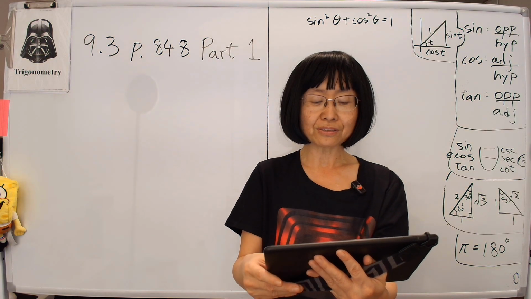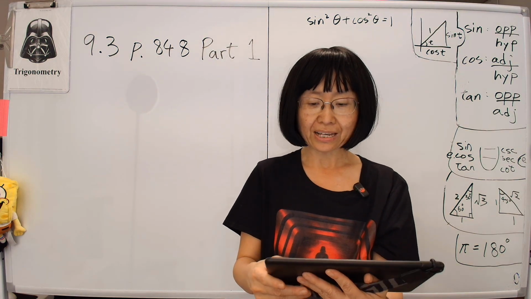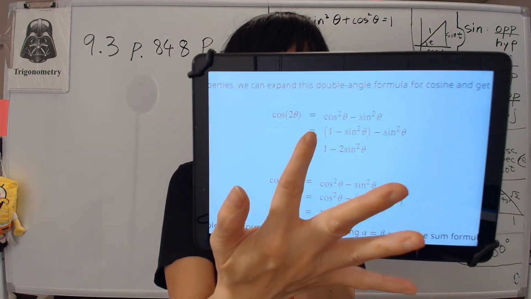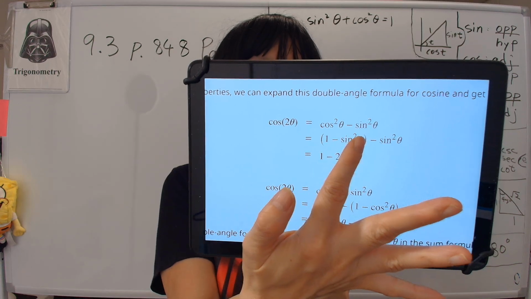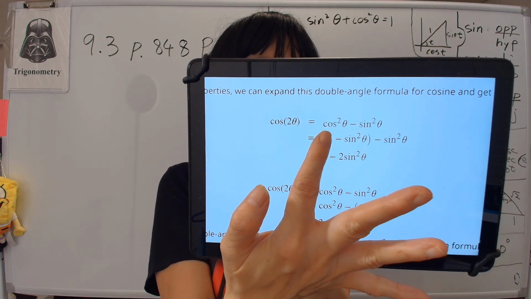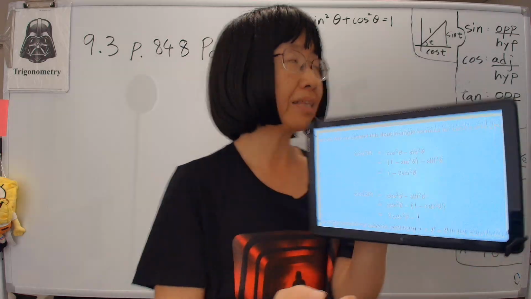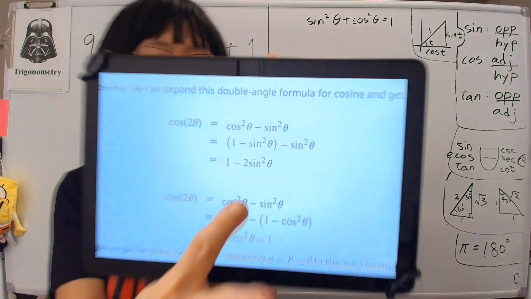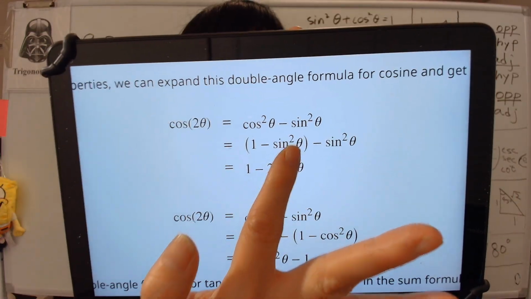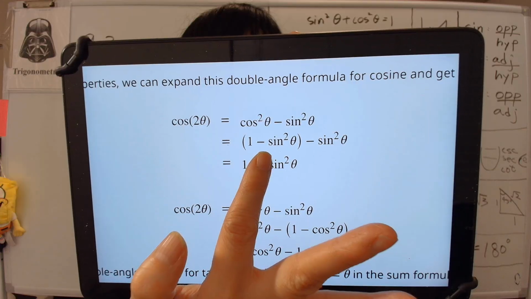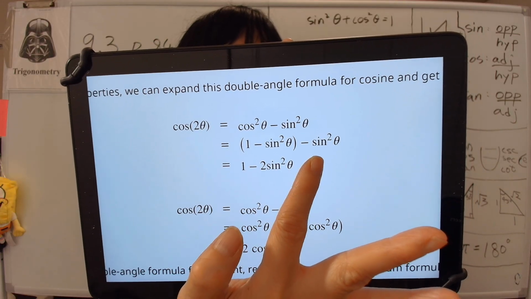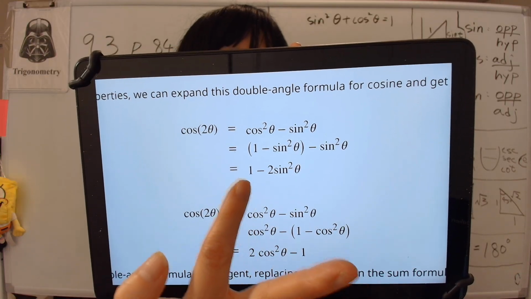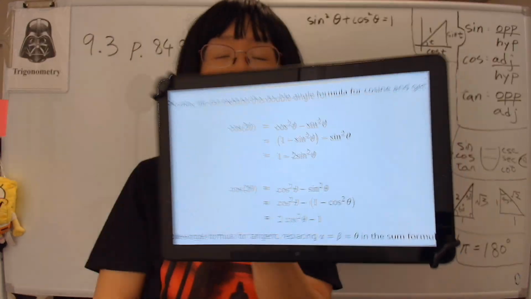However, the cosine double angle formula has a slight variation, being that they're both squares. Cosine 2 theta equals cosine squared minus sine squared. We can substitute cosine squared using the Pythagorean theorem. That is, cosine squared is 1 minus sine squared. So we plug 1 minus sine squared in instead of cosine squared, and we end up with 1 minus sine squared minus sine squared again. So 1 minus 2 sine squared. That is an alternative formula for cosine 2 theta.